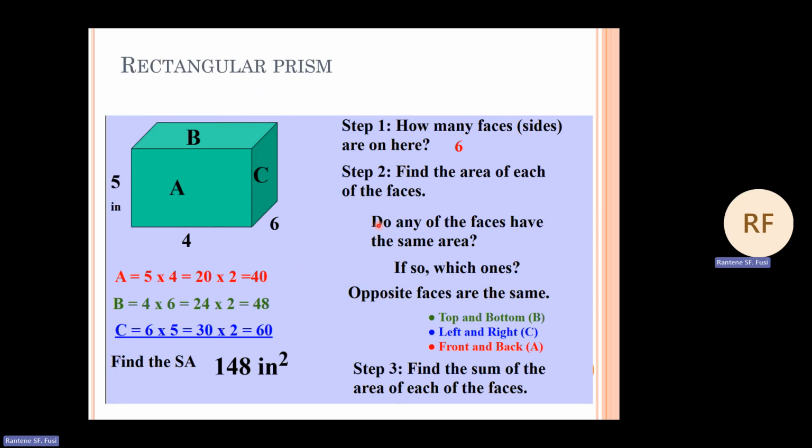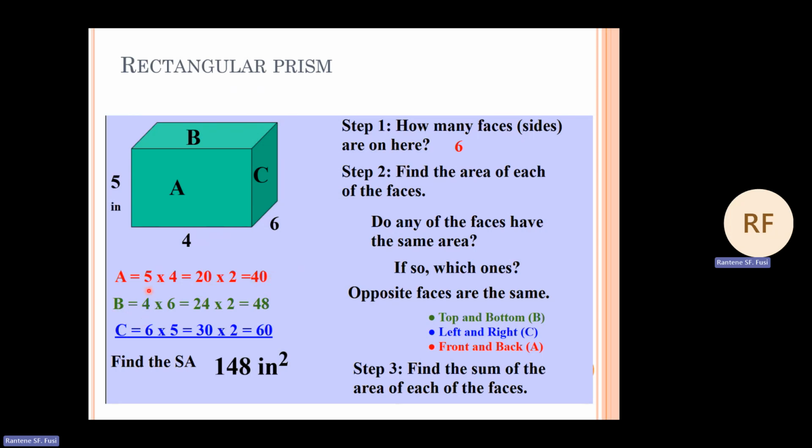Now, let's look at the area of this face A. Look here, it's got a height of 5 inch. It doesn't matter whatever unit you use there. Then you've got the length of 4 inch. So the area of A is 5 multiplied by 4 equals 20. Because A is the front, it is the same as the back one. That is why we have multiplied by 2 here, to give us 40.